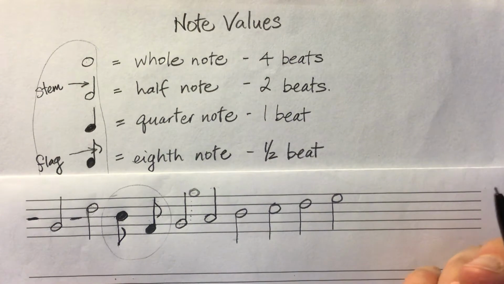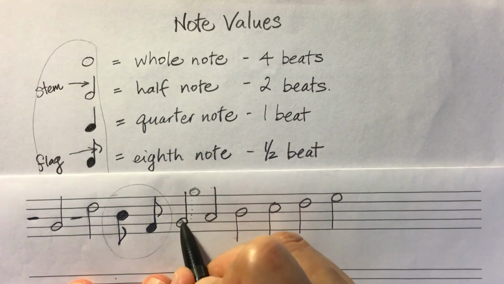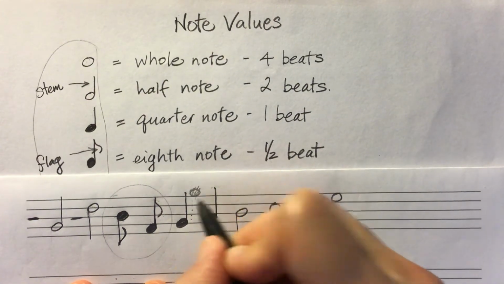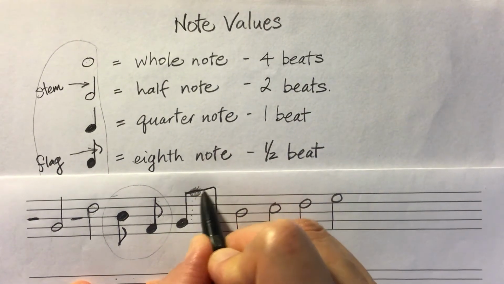Okay, and then if you have eighth notes together with beams, then that's easy. You just go like this. Just imagine that isn't there, and then you would just join it like this.